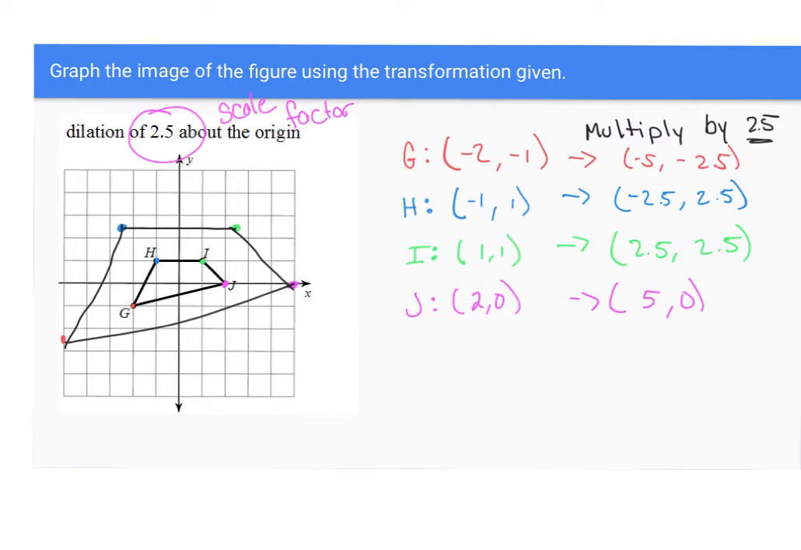Notice that my scale factor was larger than 1. Because it was larger than 1, my image got bigger. If it were less than 1, my image would have gotten smaller.